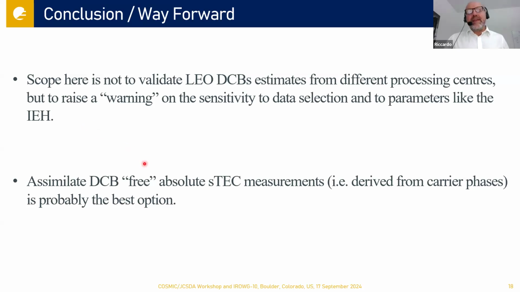My takeaway is that the best option when we want to assimilate absolute slant TEC measurements in a data assimilation system is to assimilate maybe those derived by carrier phase, which are free of DCB. So these are more precise, I would say.